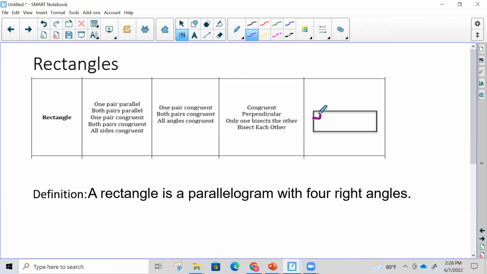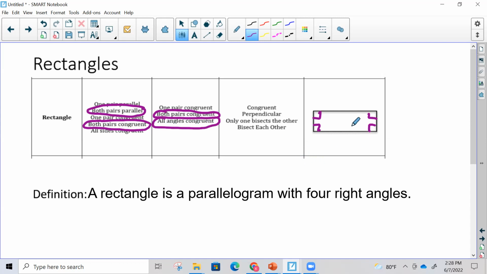So again, to show those right angles, we show the 90 degrees. Okay, we also know because it's a parallelogram, that both pairs of sides are parallel and both pairs of opposite sides are congruent. Okay, and again, this is opposite. For the angles, again, because it's a parallelogram, we know that both opposite pairs are congruent, but this goes a little bit more. We know that all the angles are congruent because they're all 90 degrees.